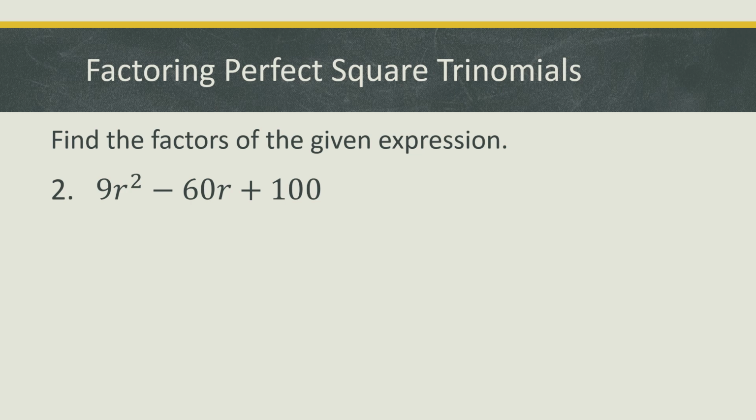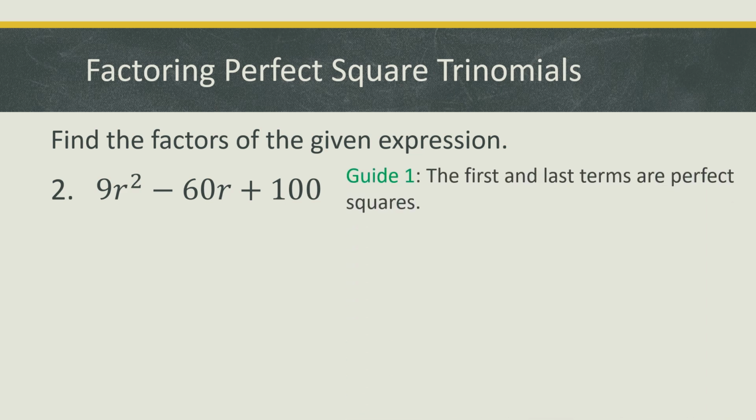Let us try example 2. Find the factors of 9r squared minus 60r plus 100. Let's check if the given trinomial is a perfect square trinomial. Guide number 1. The first and the last terms are perfect squares. Let's get the square root of the first term, 9r squared. Its square root is 3r. And the square root of the last term, 100, is 10.